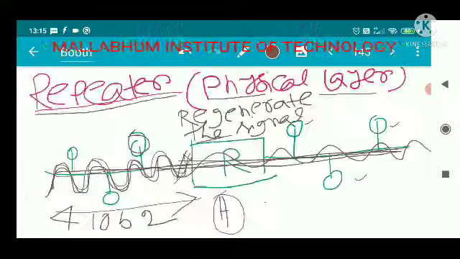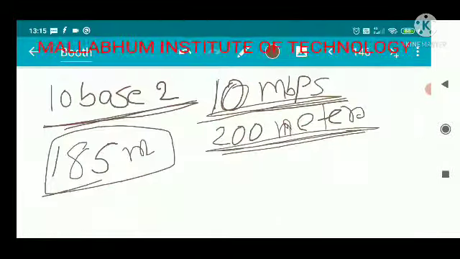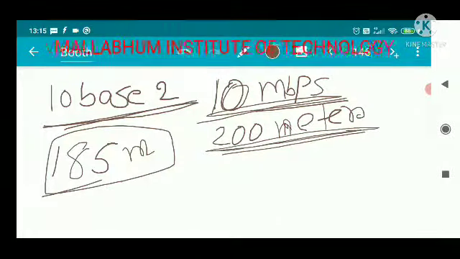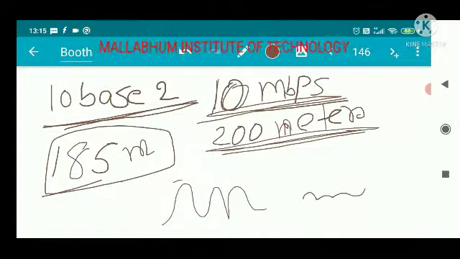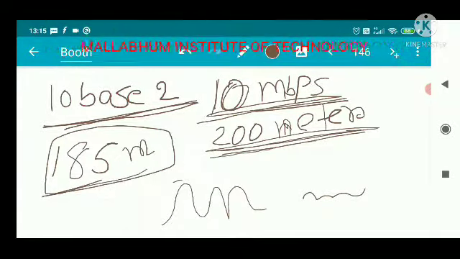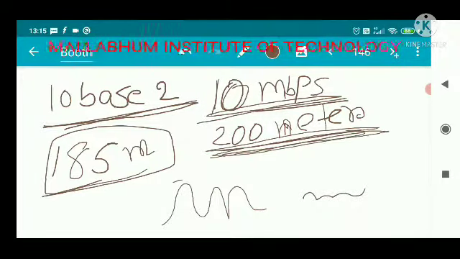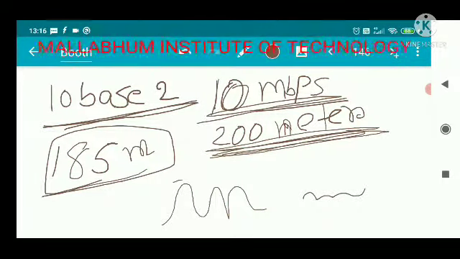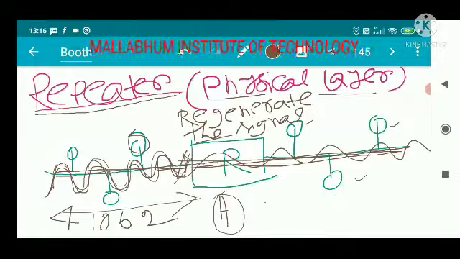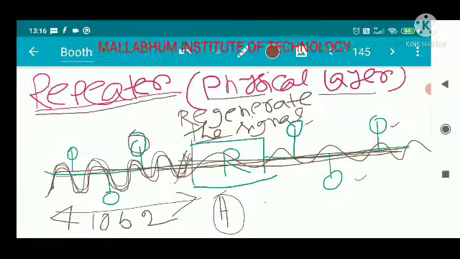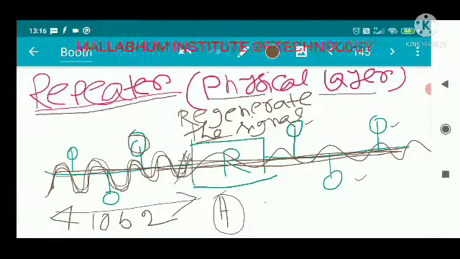So you can see the characteristics of this cable, how the signal strength is diminished after 185 meters, or more technically after 200 meters. That is why you have to use the repeater for that purpose, to regenerate the signal. It actually regenerates the signal.